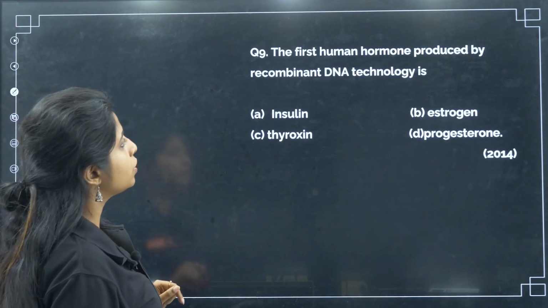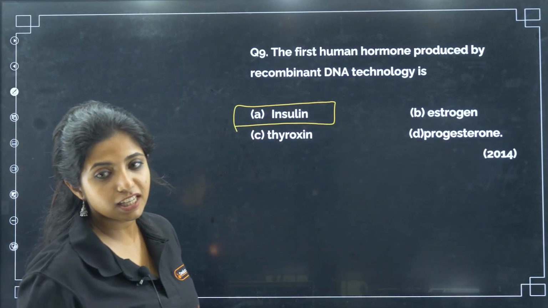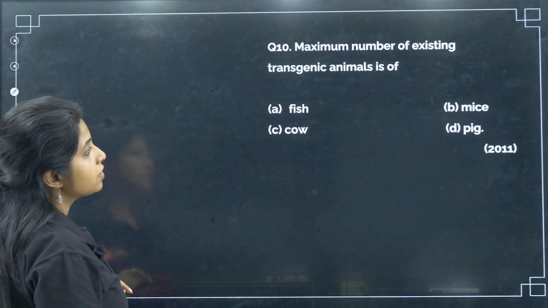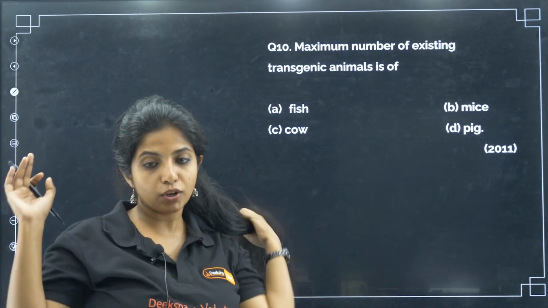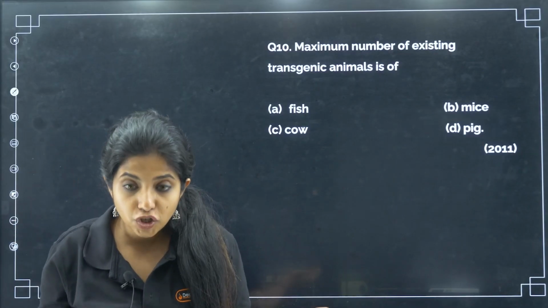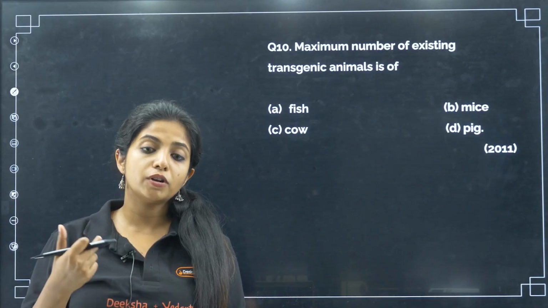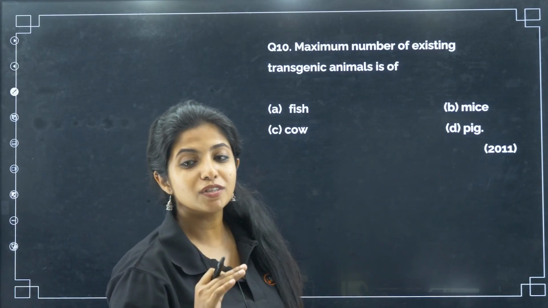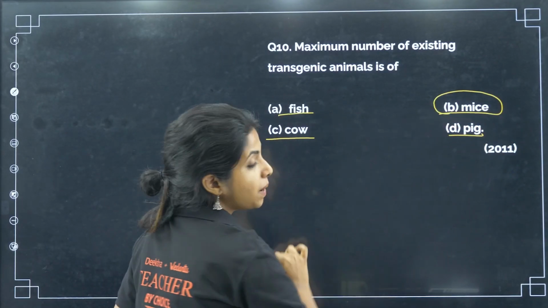The first human hormone produced by recombinant DNA technology is what? Again, insulin. Nothing else but insulin. Now next, maximum number of existing transgenic animals is of fishes, cow. Transgenic animals, what do you mean by transgenic animals? For example, I am bringing out changes in their genetic makeup, my dear children, by my own will, by genetic engineering. These animals are known as transgenic animals. I can use it for studies, I can use it for production of certain things that I want. So what is the maximum number? Which one was the most used one? Is it fish, is it cow, is it pig, or is it mice? It is mice.